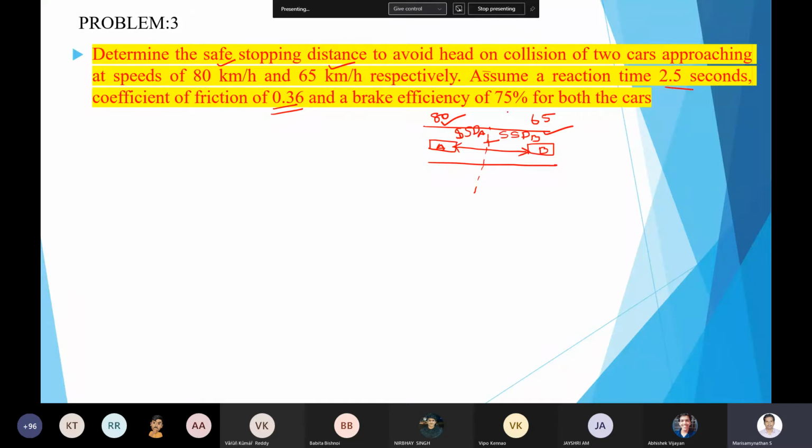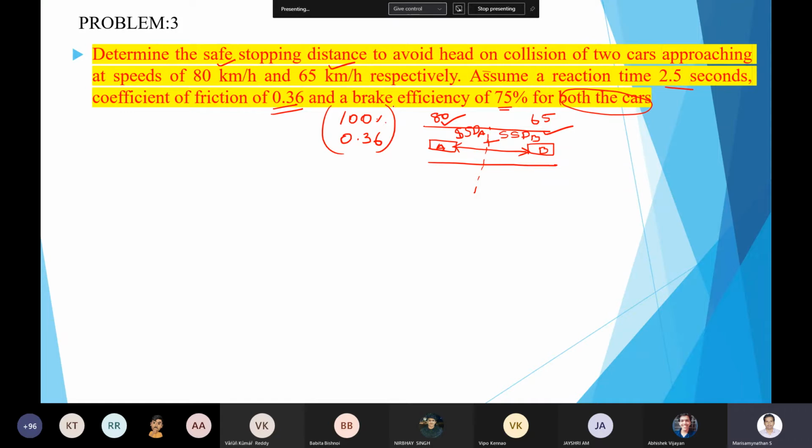Coefficient of friction is given as 0.36, but the braking efficiency is given as 75% for both cars. The friction is between the vehicle tire and the surface of the pavement, right? During calculations we assume the vehicle has 100% efficiency, that our vehicle is perfect. So when applying the brake at 100% efficiency, we get the standard coefficient of friction, 0.36. This is an assumption we made when estimating the coefficient of friction.